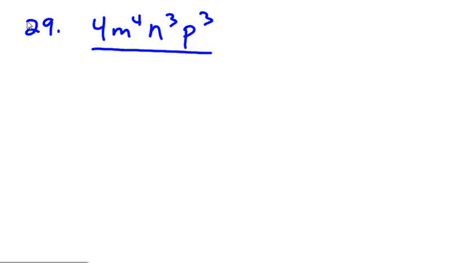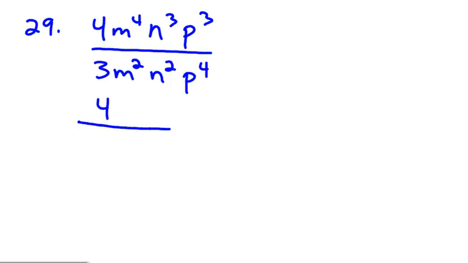Number 29, 4m to the fourth, n to the third, p to the third, all over 3m squared, n squared, p to the fourth. So quotient property again, right? We're obviously dividing. 4 thirds cannot be reduced, so we'll leave those alone. M to the fourth over m squared. 4 minus 2 is 2, so m squared.